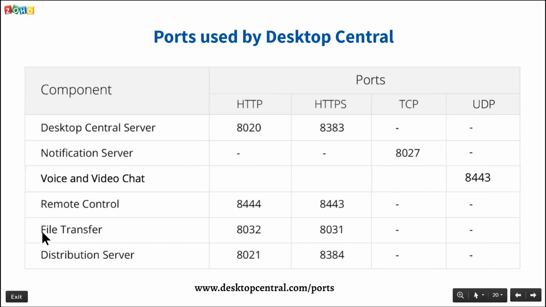And here are the additional components. If you would like to use voice and video chat, or remote control and file transfer during the remote control, these are the ports that need to be open. So it depends on the need. You can open it on the external firewall for roaming users, or you can also configure it for internal agents. And if you would like to know more details on the ports, you can visit desktopcentral.com/ports, and all the ports are going to be inbound to the server.